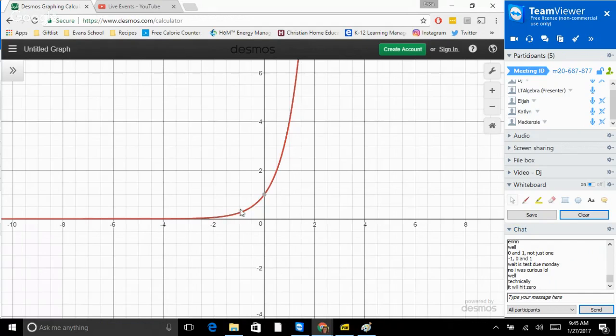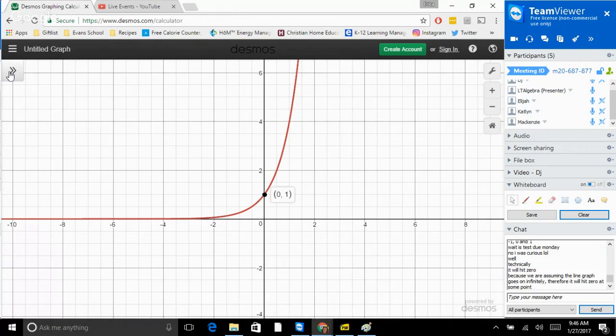Okay, when you have a growth function, technically, right? When you have a growth function, it's going to hit the y-axis at (0, 1). So that's one point that it's going to hit the y-axis. The other point that always is true for exponential growth functions is that at 1, so when x equals 1, when x equals 1, then your y is going to be whatever your b value is. So when x equals 1, y is 4.